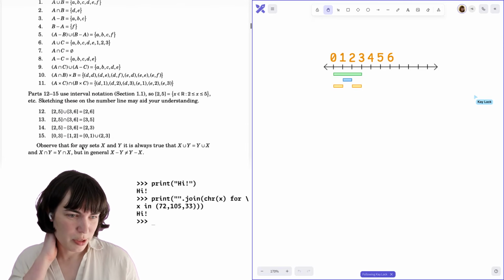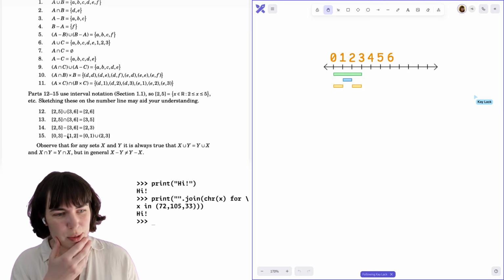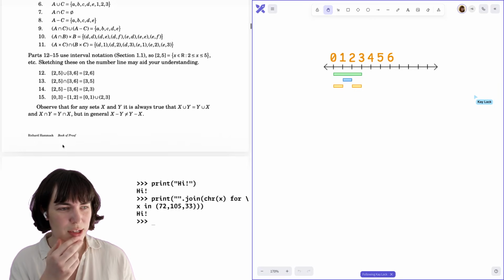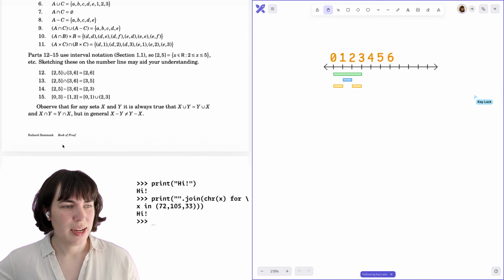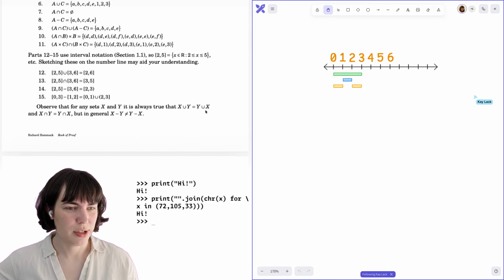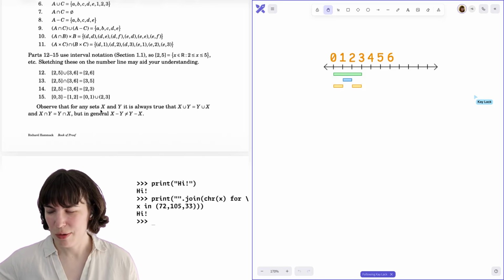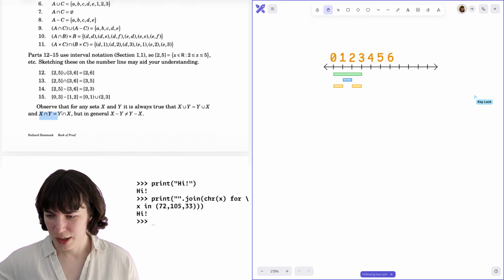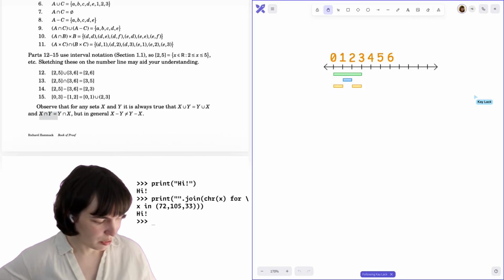Okay. All right, so we've been through these intervals. Observe that for any sets x and y, it is always true that x union y equals y union x. So this property, the order of the operands doesn't matter. I always forget the name of that. What is the name of that? Does anyone know? Commutative. Let me write that down.